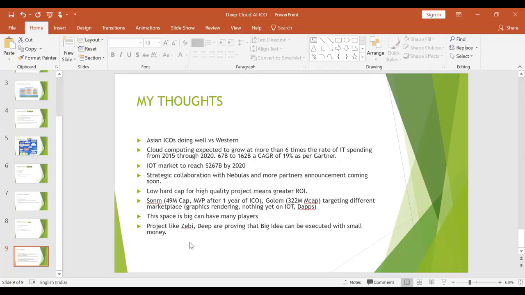I've also mentioned that projects like Zebi or DeepCloud are really proving that a big idea can be executed with small money. I have seen a lot of ICOs these days trying to raise as much money as they can, like 30 million, 40 million. But I truly believe that these quality projects, Zebi or Deep, are setting examples that we can execute with small money. So my thoughts: I'm going to invest in this ICO. I can see value in it from an investment point of view and from a technology point of view. So this is it, guys.